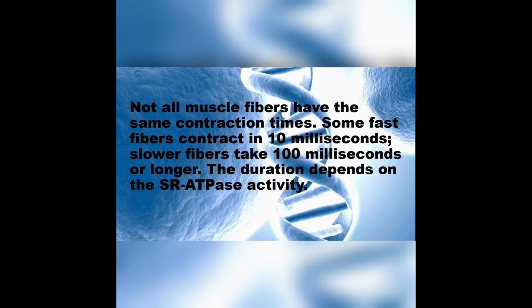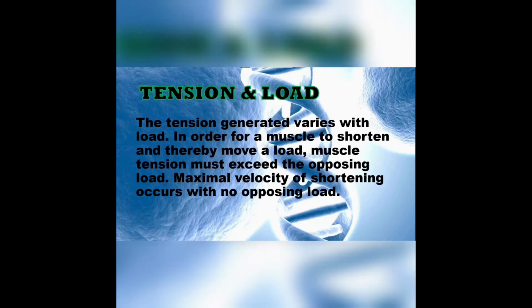Not all muscle fibers have the same contraction times. Some fast fibers contract in 10 milliseconds. Slower fibers take 100 milliseconds or longer. The duration depends on the SR-ATPase activity.